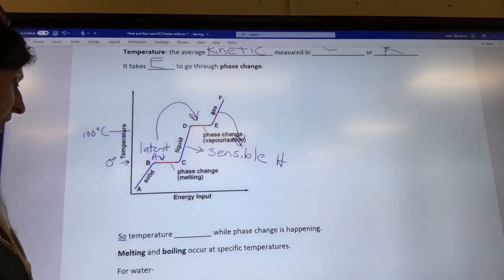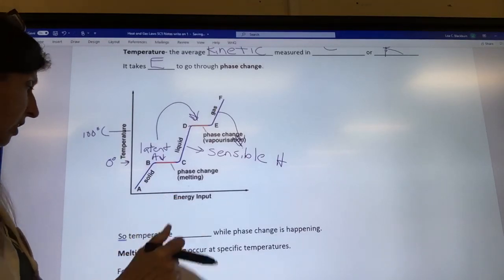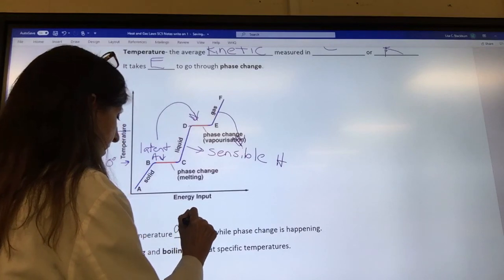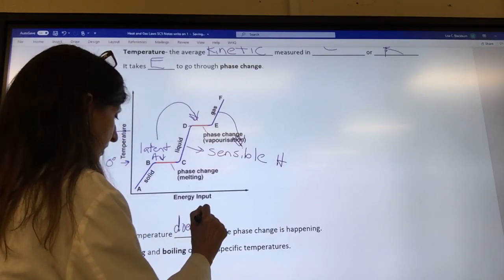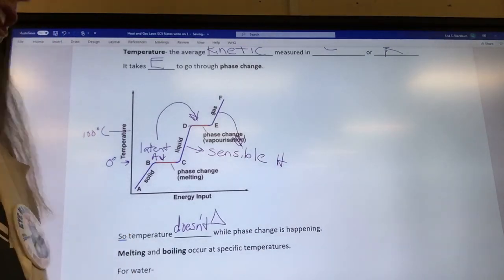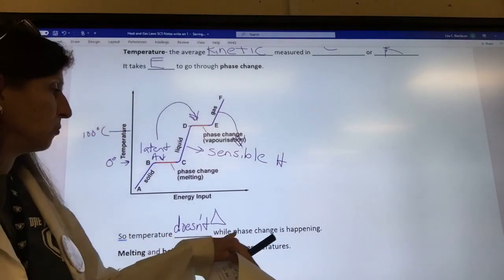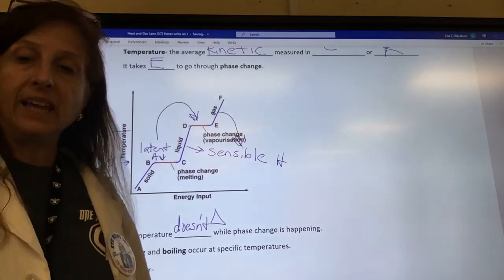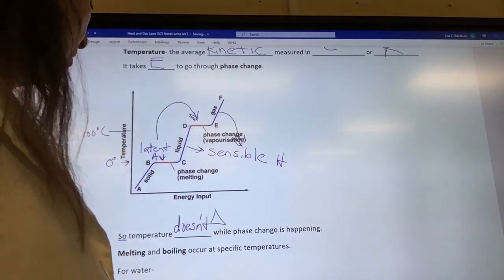There. All right. So temperature doesn't change. And remember the symbol for change is a triangle. Temperature doesn't change while phase change is happening, even though you continue to heat it up.